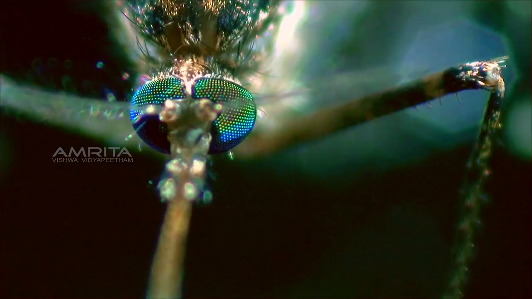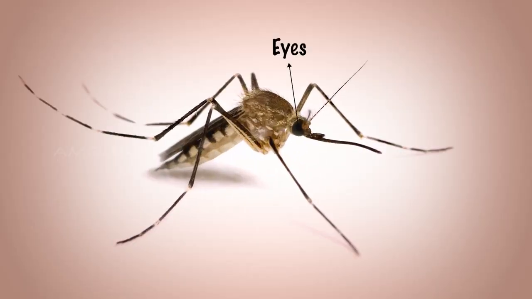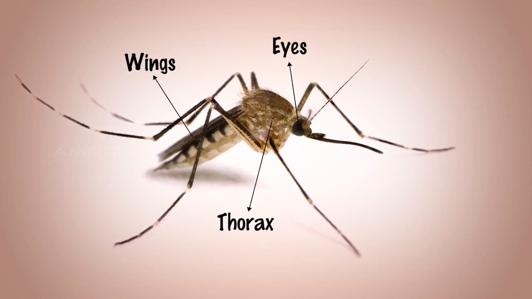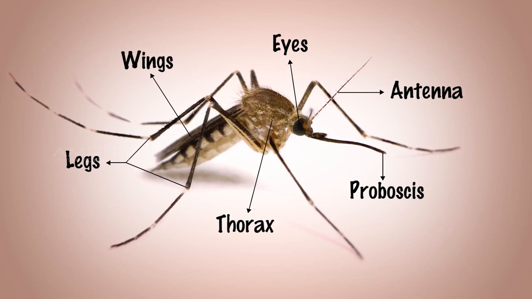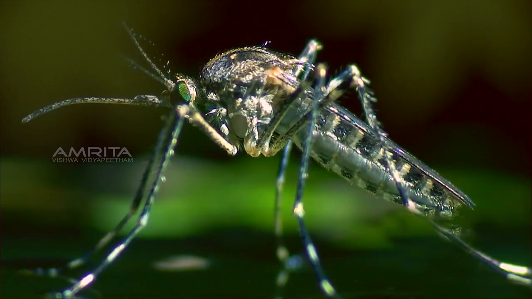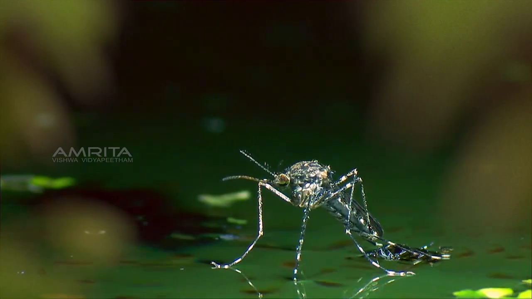Adult mosquitoes have a head with 2 large compound eyes, a thorax, a pair of scaled wings and 6 jointed legs. They also have antennae and a proboscis. Adult mosquitoes mate within the first few days after emerging.